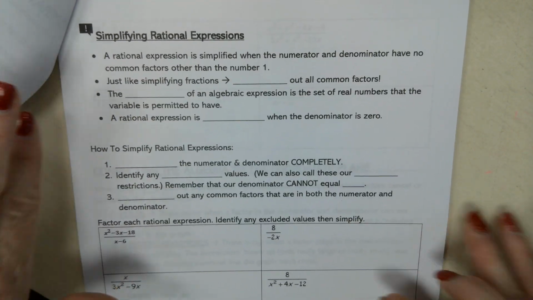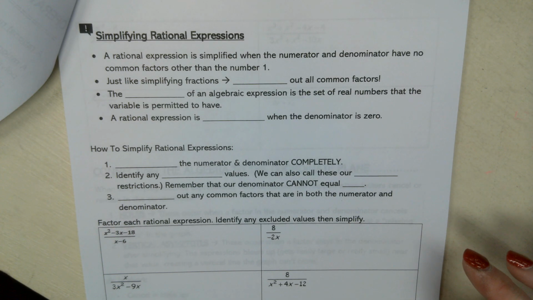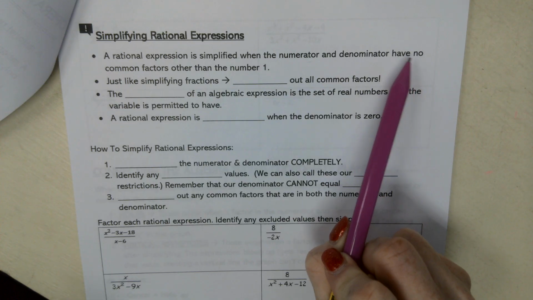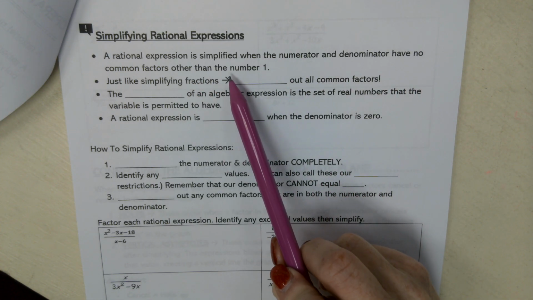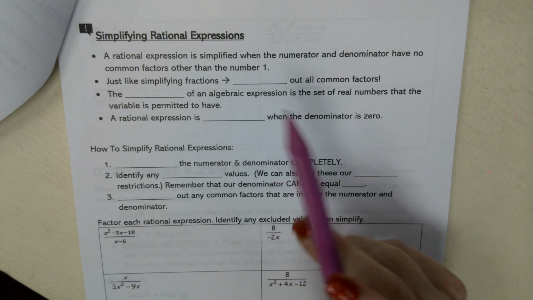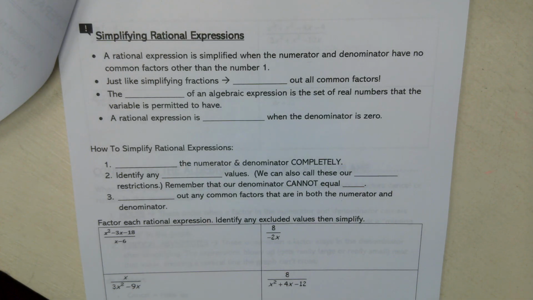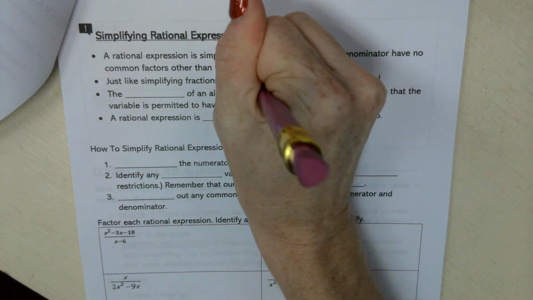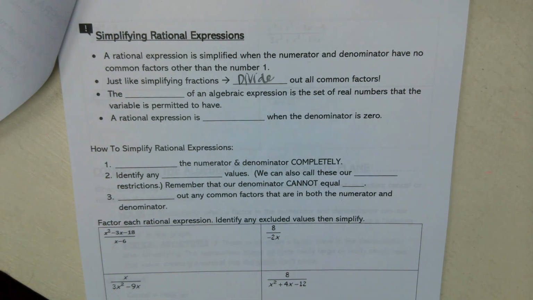So just some information about simplifying rational expressions. A rational expression is simplified when the numerator and denominator have no common factors other than the number 1. So they have nothing else alike. Just like simplifying fractions, we are going to divide out all common factors. We want to get rid of anything that they have in common.